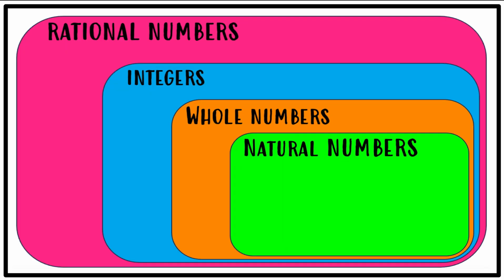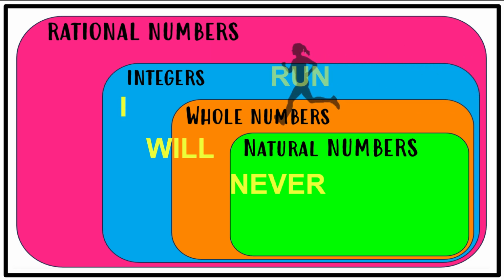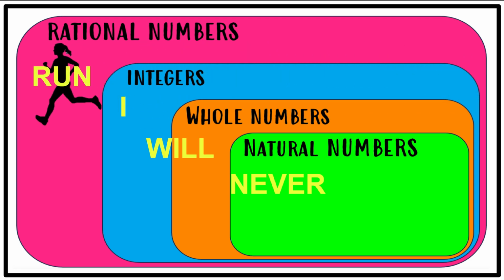To summarize how we can remember in what order to classify rational numbers, you can always think of a slogan, such as, "Never will I run," to help you remember the order before you start classifying.